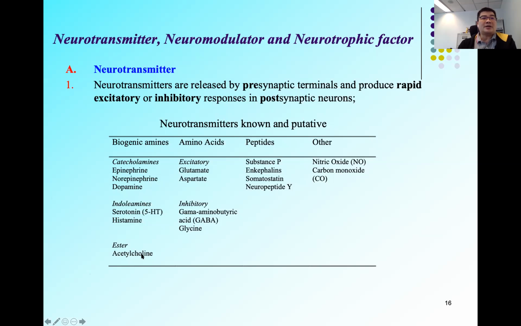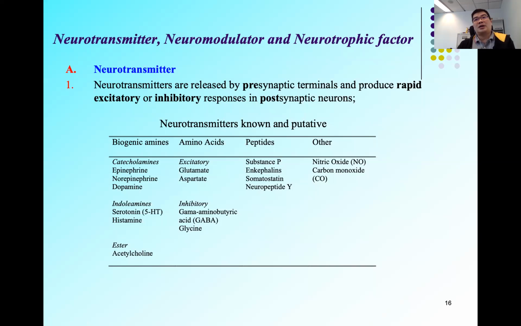Ester is acetylcholine. That one is like the peripheral muscle, and also in the central nervous system, that is also used as a neurotransmitter. Amino acid, for example, excitatory, glutamate is an excitatory amino acid in the neurons. Inhibitory, the most important one, the gamma aminobutyric acid, short form GABA. We'll also talk about that in more detail. Actually, GABA and glutamate, those are the two most important neurotransmitters for our cognitive functions. Okay. Now peptides, substance P, and caffeine, somatostatin, and neuropeptide Y.